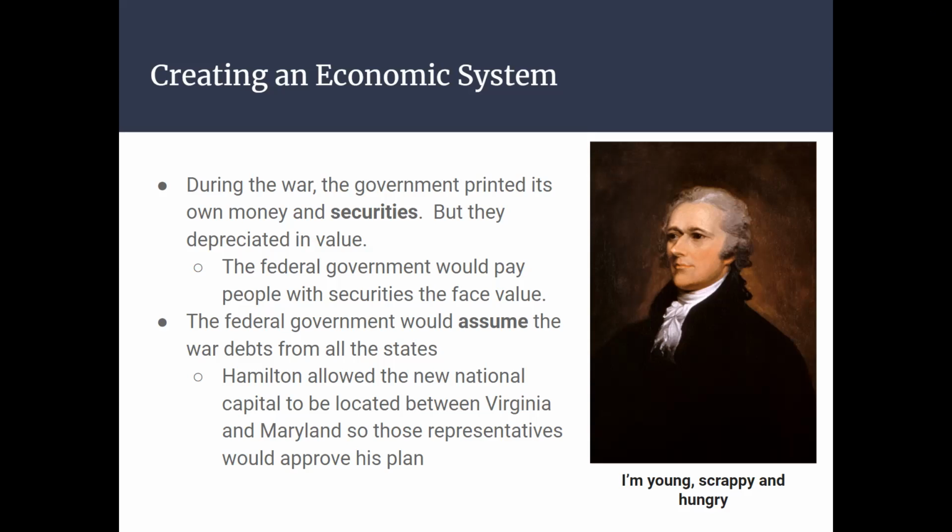And to get this done, Hamilton comes up with an agreement with some opponents in Congress, saying that the new national capital will be located in the South between Virginia and Maryland, and they make that deal. If you've seen or listened to the musical Hamilton, this discussion is in one of the songs.